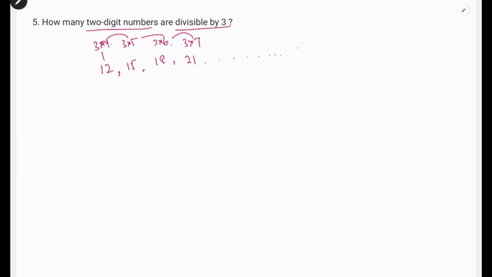And what is the last 2-digit number that is divisible by 3? It is 99. 99 is 3 into 33, right? But this is the last term. How many terms are there? How many 2-digit numbers are there? We need to find n. See here, the first term is 12, second term is 15, third term is 18, fourth term is 21.